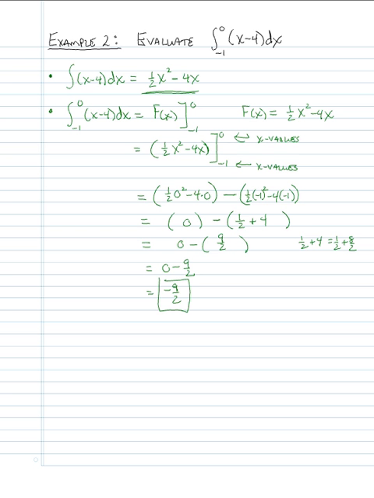And that's the way we'll leave our answer. We don't need to write it as a mixed number. We don't need to write it as a decimal. That improper fraction is just fine. That's the way we would leave it. This time you see we got a negative result. The first example, we got a positive result.